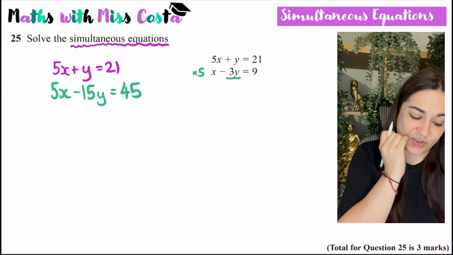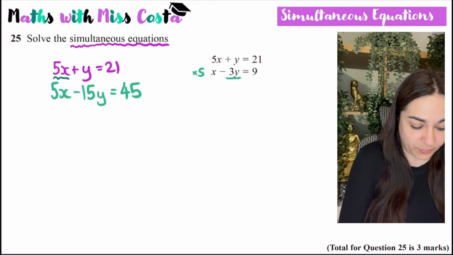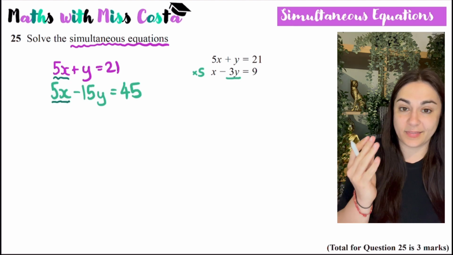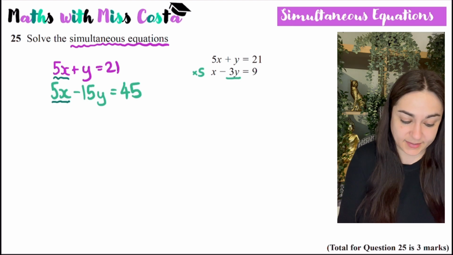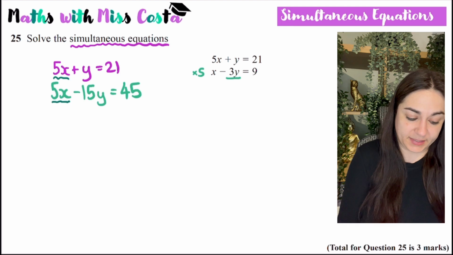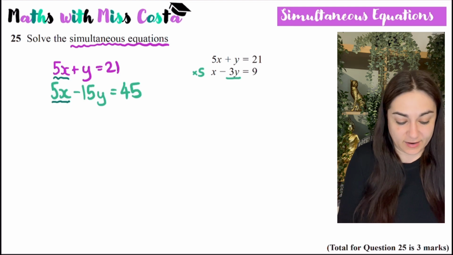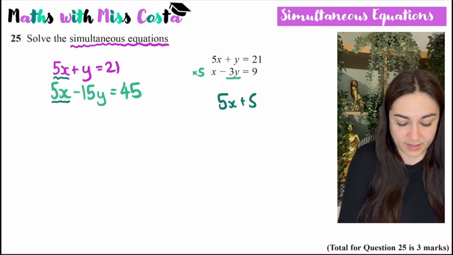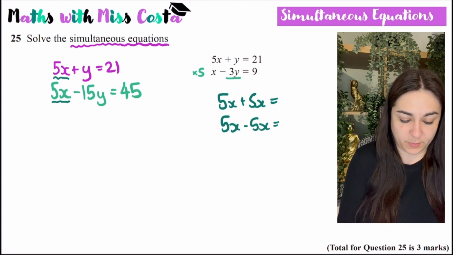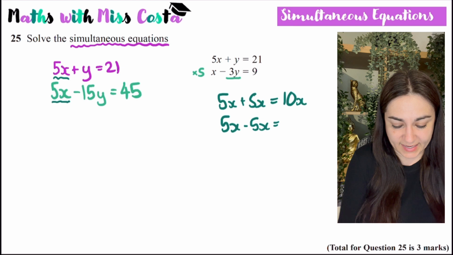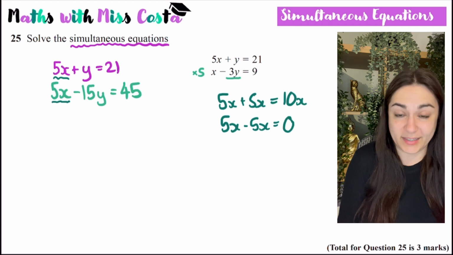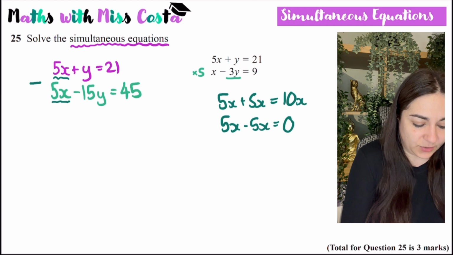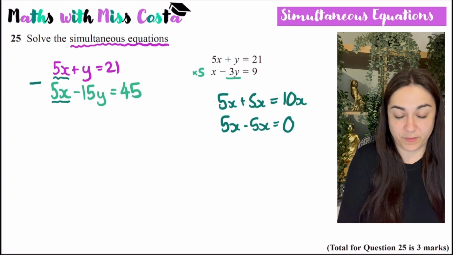Now, once I've got one of my variables to be the same, I need to decide whether I'm going to add or subtract the equations. And you do that by circling your variables and thinking, okay, if I did 5x plus 5x, what would that become? If I did 5x minus 5x, what would that become? Well, 5x plus 5x is 10x, 5x minus 5x is 0. So obviously I'm going to be subtracting because you want to eliminate one of the variables.